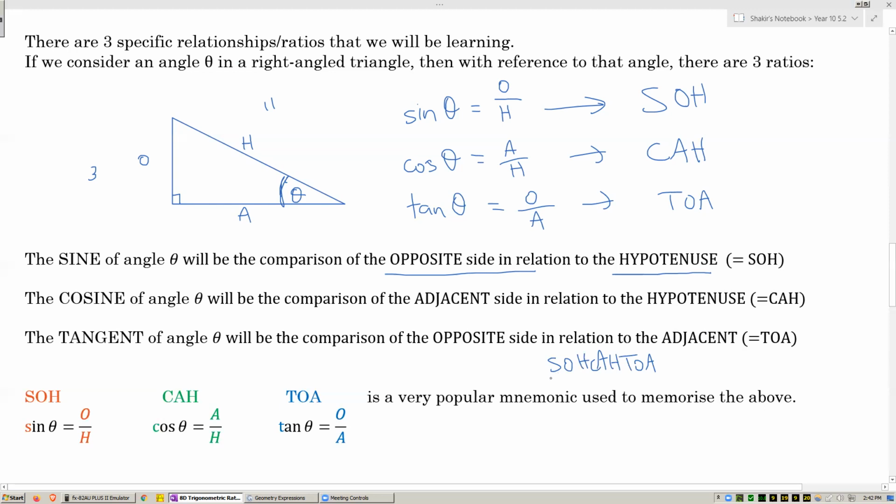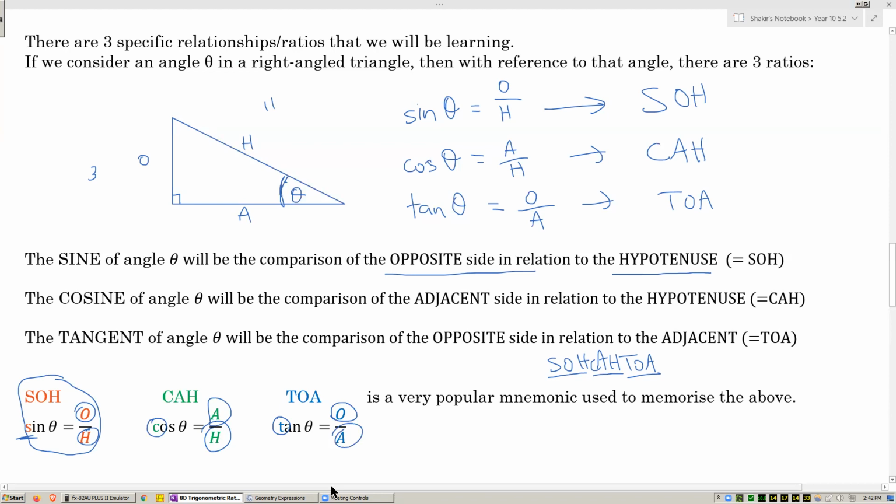SOH is sine theta equals opposite over hypotenuse. CAH, cos theta is equal to adjacent over hypotenuse. And tan is O over A. Tan theta is equal to O over A. And you can see I've color coded it over here. This is where it comes from. SOH is from sine O H. And then you have CAH and you have TOA.